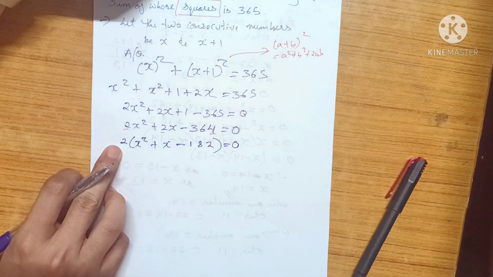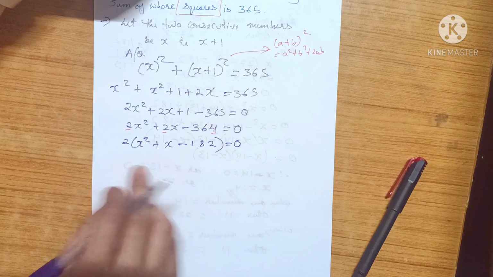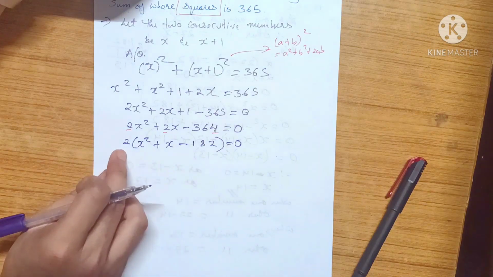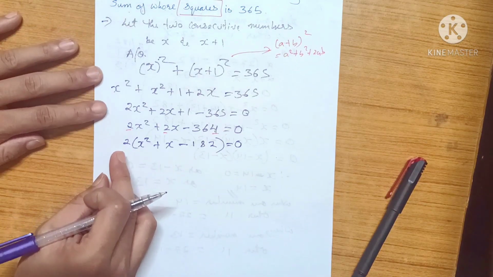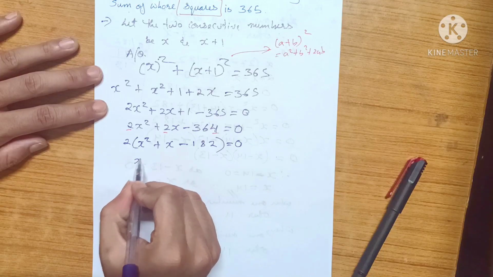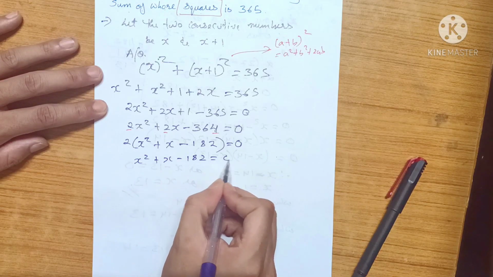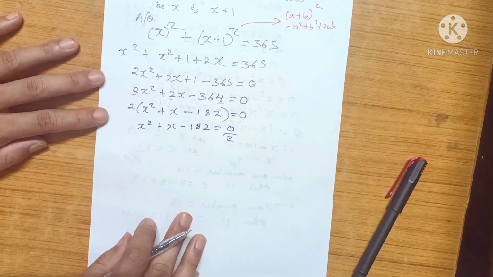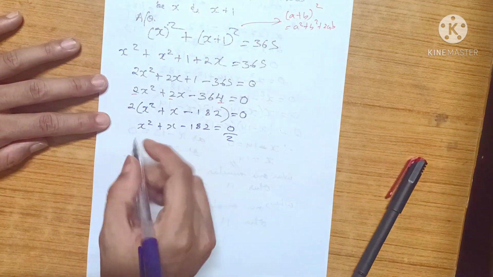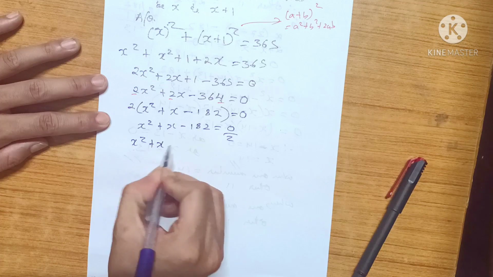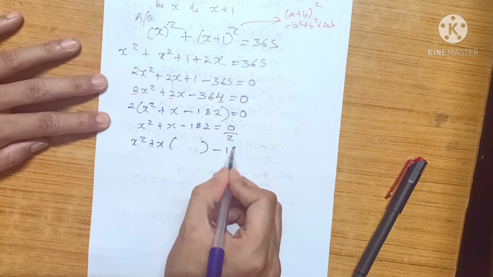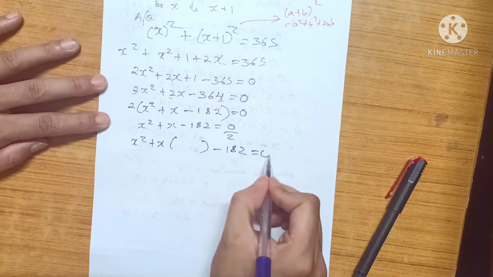Now 2 into this thing, right? So this whole thing is one term and 2 is a separate term. So if I send 2 this side, it will become division only. So x square plus x minus 182 equal to 0 divided by 2, which will become 0 only. Now we have to split the middle term here. x square plus x, bracket, minus 182 equal to 0.